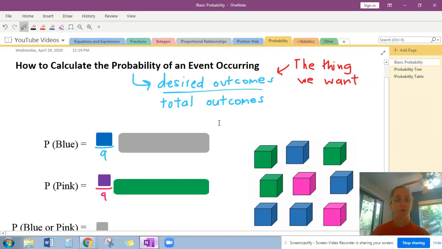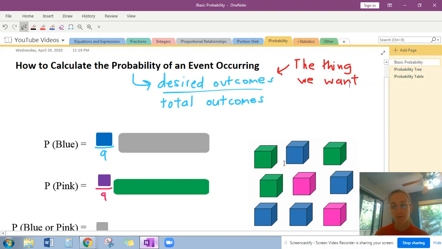All right, in this video, I'm going to go over how to calculate the probability of an event occurring. Remember, probability just means how likely it is that something happens. So this is the fraction I would use. On the bottom is total outcomes, so that's like how many things there are to choose from. And on the top is desired outcomes, which is how many of the thing that we actually want.